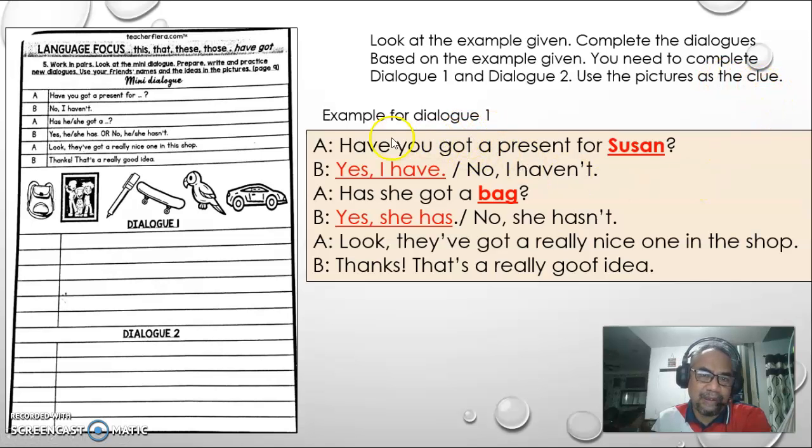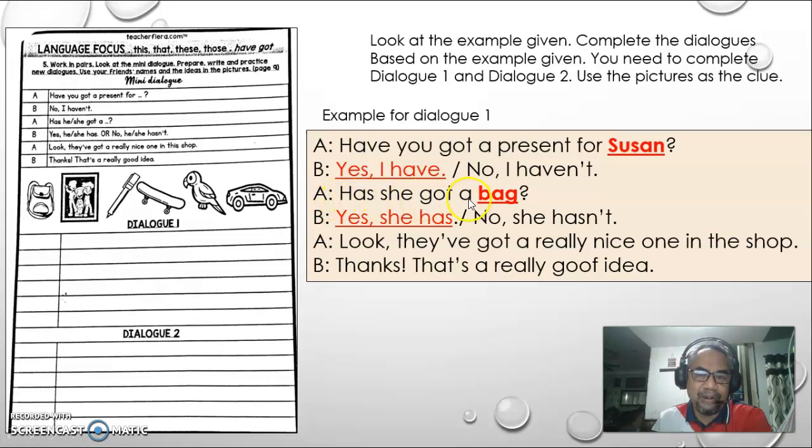Okay, for dialogue 1, you write, maybe you want to write your friend's name, whatever, you can proceed, no problem. Have you got a present for Susan? Name of your friend. Yes, I have, if you have. No, I haven't.